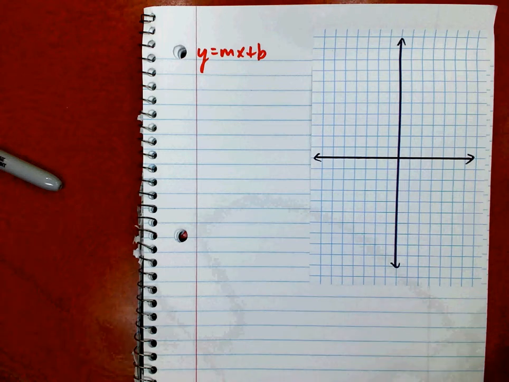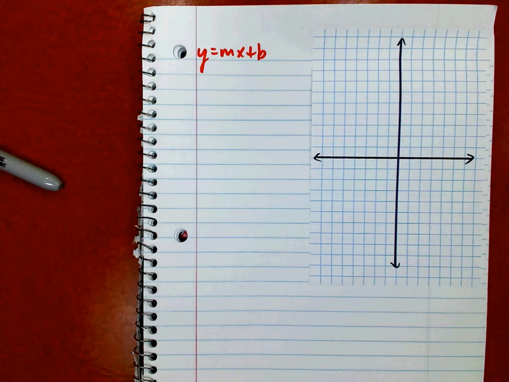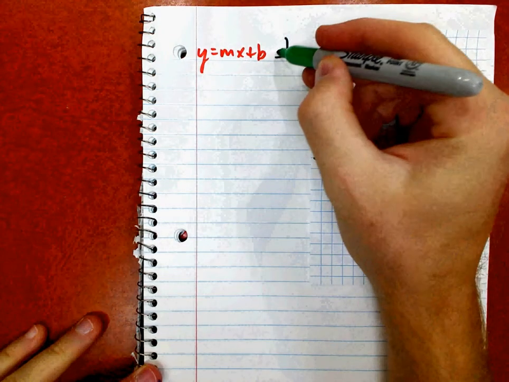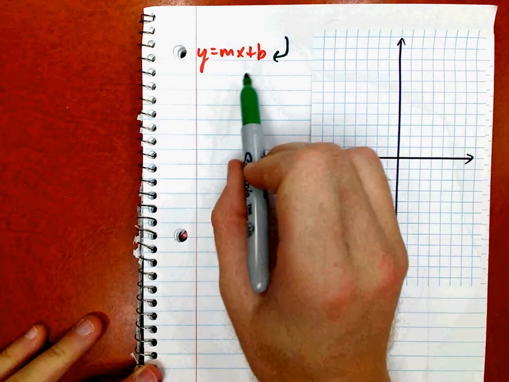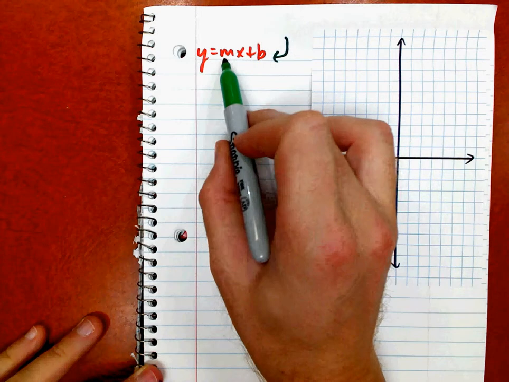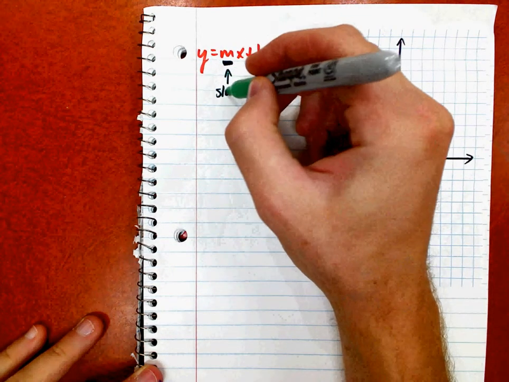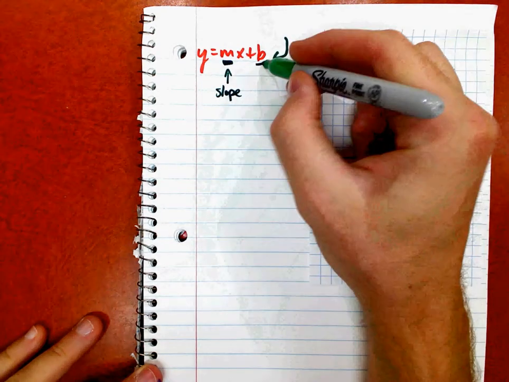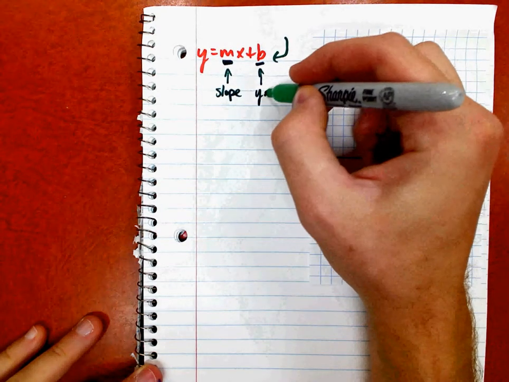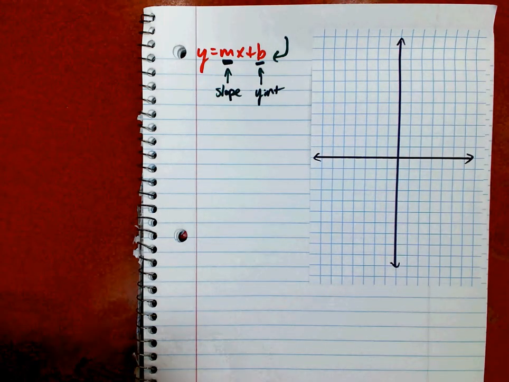Hopefully you remember from our last discussion that graphing linear equations are a lot of fun and can be really easily done when they are written in this slope-intercept form, y equals mx plus b. Please recall that it's called slope-intercept form because m represents the slope of the line and b represents the y-intercept, the location on the y-axis where the line will cross.